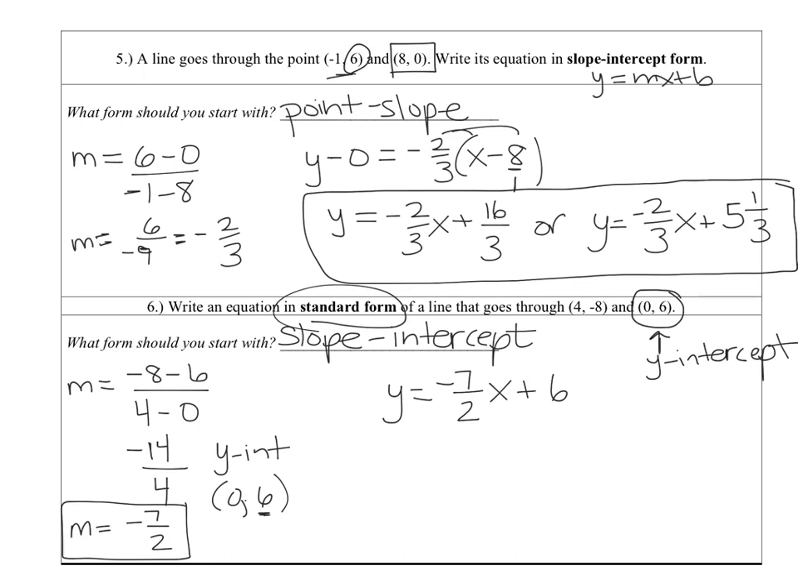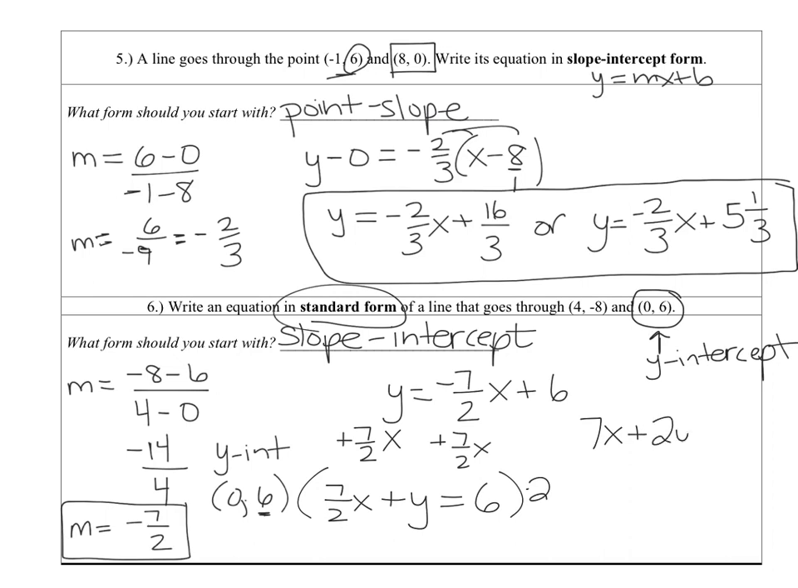So bring the x to the other side. So I'm going to add 7 over 2x to both sides. When you rewrite it, make sure that you put the x term first. So it's going to be 7 over 2x plus y equals 6. Now, I can't have fractions in my final answer, so now I have to clear the fraction. And we're going to clear the fraction by multiplying by the denominator. So multiply everything by 2, and then you get 7x plus 2y equals 12.